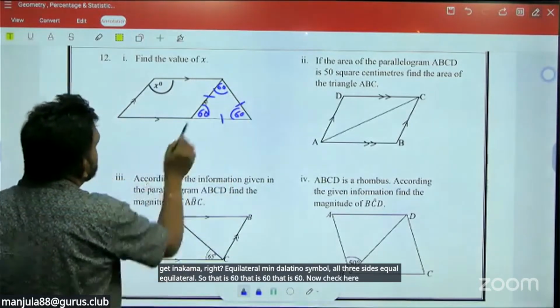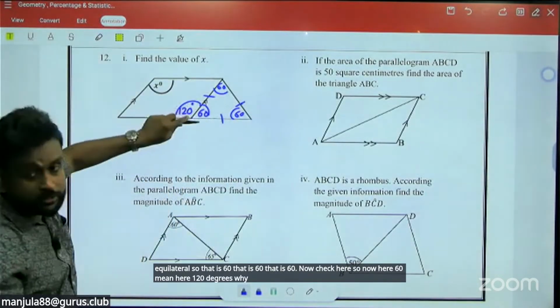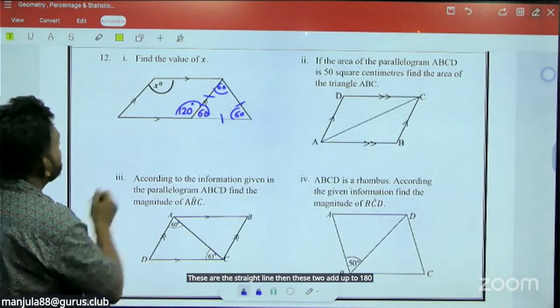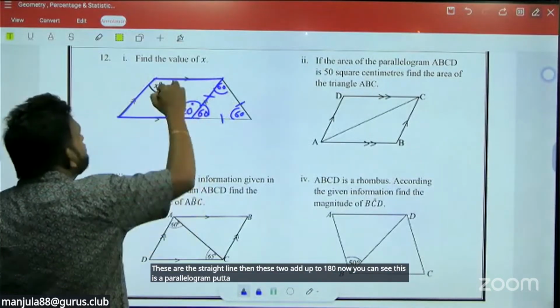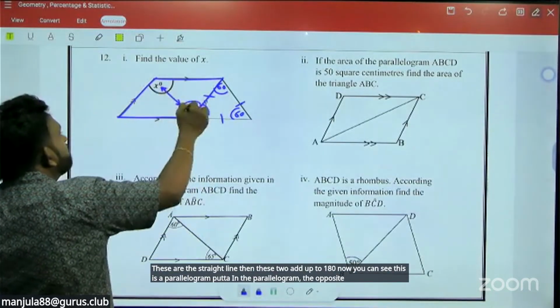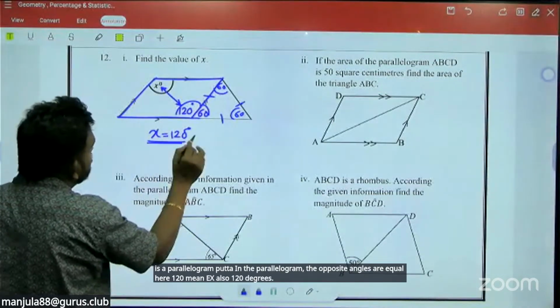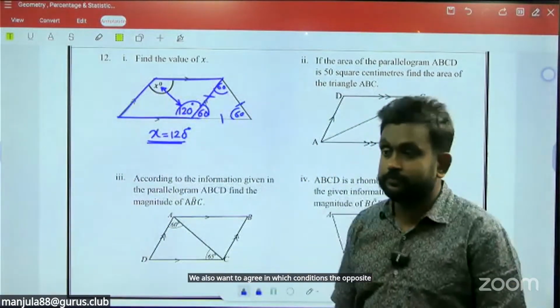So now here 60 means here 120 degrees. Why? These are on a straight line, so these two add up to 180. Now you can see this is a parallelogram. In a parallelogram, the opposite angles are equal. Here 120 means here x is also 120 degrees. x is also 120 degrees. Under which conditions are the opposite angles equal?